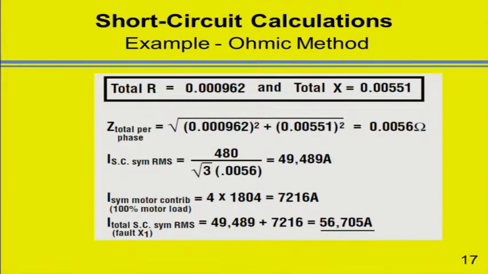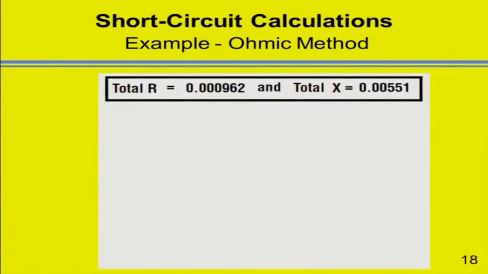We had 4 motors that were running, large motors, and so this is 4 times the full load current that they had available. And so the motors can deliver another 7,216 amps to that fault. So we add those together to get a total fault current available at that point of 56,705 amps. Then we calculate the X over R ratio to come up with an asymmetrical factor, so how much that's going to be offset in that first half cycle.